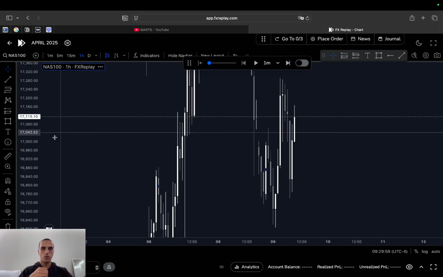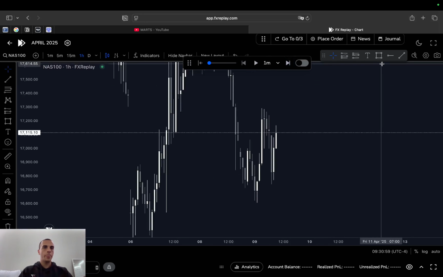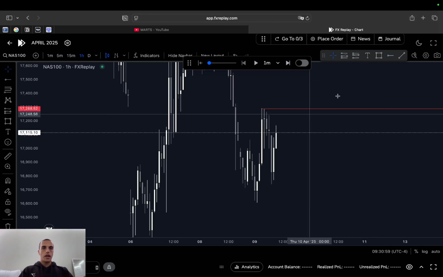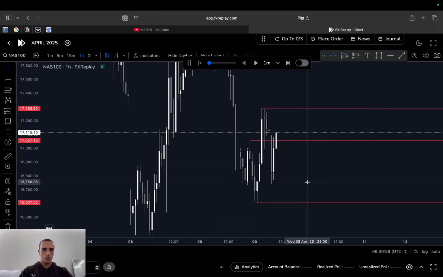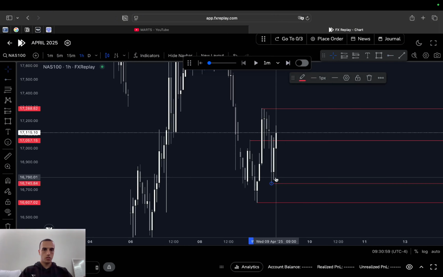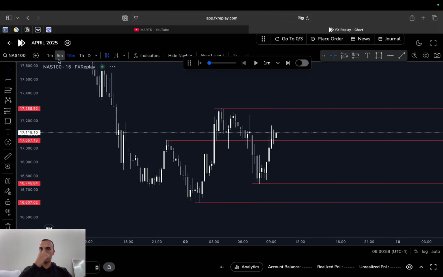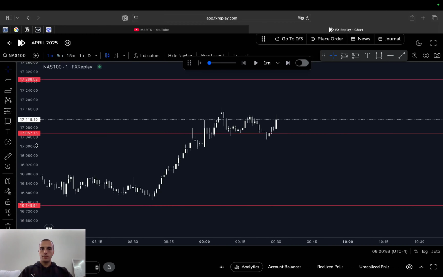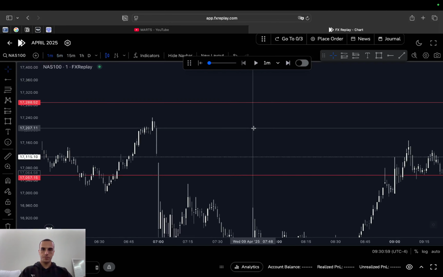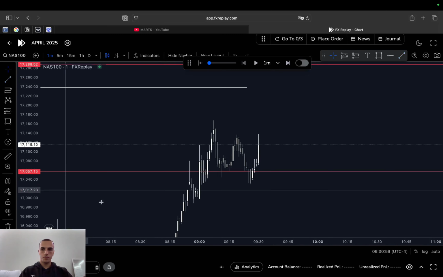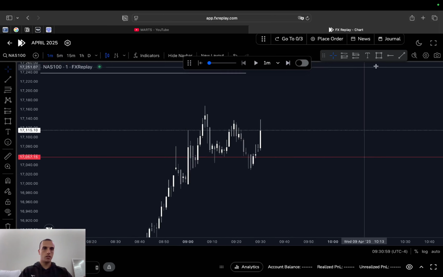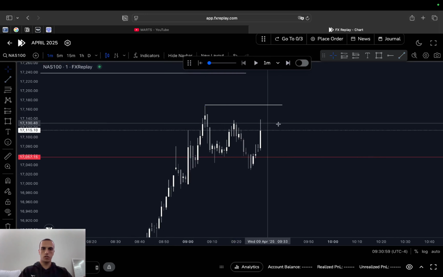Bang. So we have this high. We have this high here. This low, and then, yep, perfect. Buy side right there. We have this buy side. It is a small one, but we still mark it.